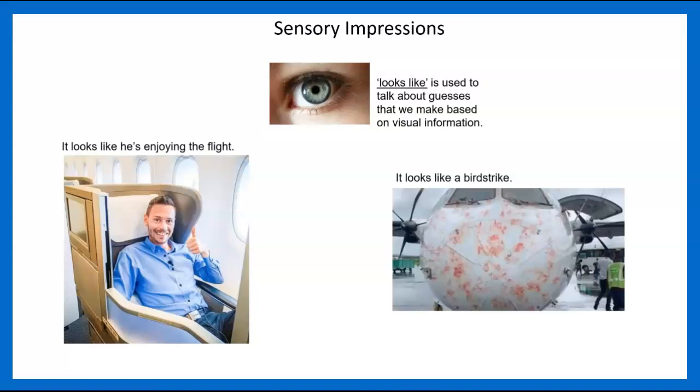Okay, he looks like he's enjoying the flight. He's got a big smile on his face. He's giving us a thumbs up. He looks like he's happy. The next picture, it looks like a bird strike. Well, there's the nose cone. It's full of blood. The windscreen seems to be full of blood too. It looks like, on the evidence, that there has been a bird strike.